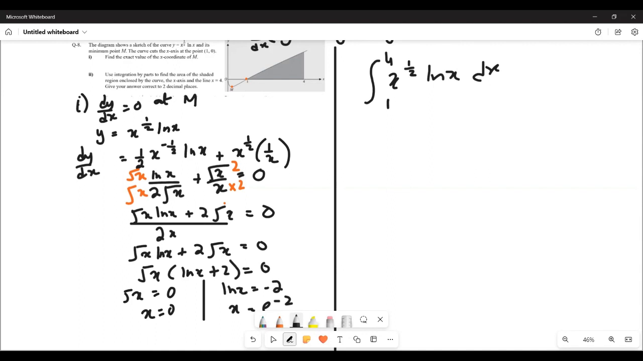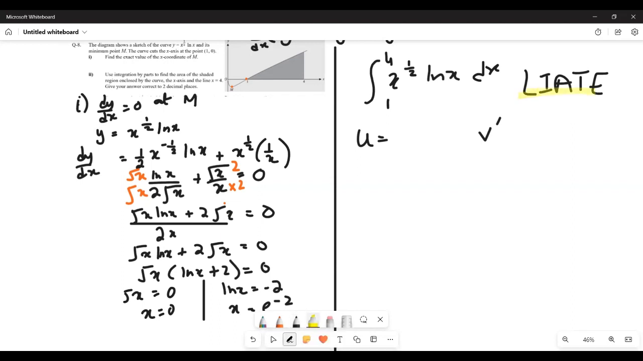Using integration by parts, we follow LIATE: we substitute one term as u and one as v dash in this sequence. Log comes first, so there is a log term here. So ln x will be u, and v dash is going to be x power half.